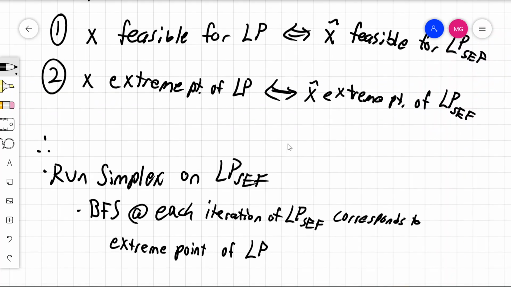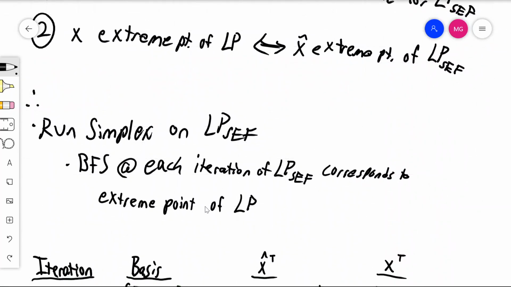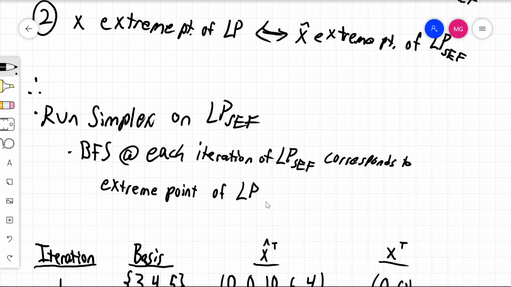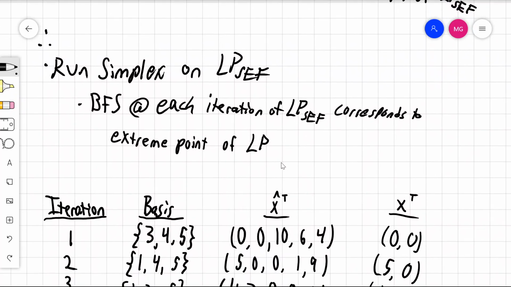But what we also just established in this fact 2 here is that an extreme point for the linear program of standard equality version is bijectively corresponding to an extreme point of the original linear program. So that means that basic feasible solutions for the standard equality version are extreme points of the standard equality version, which are extreme points of the original linear program. So basic feasible solutions correspond to extreme points of our original linear program.